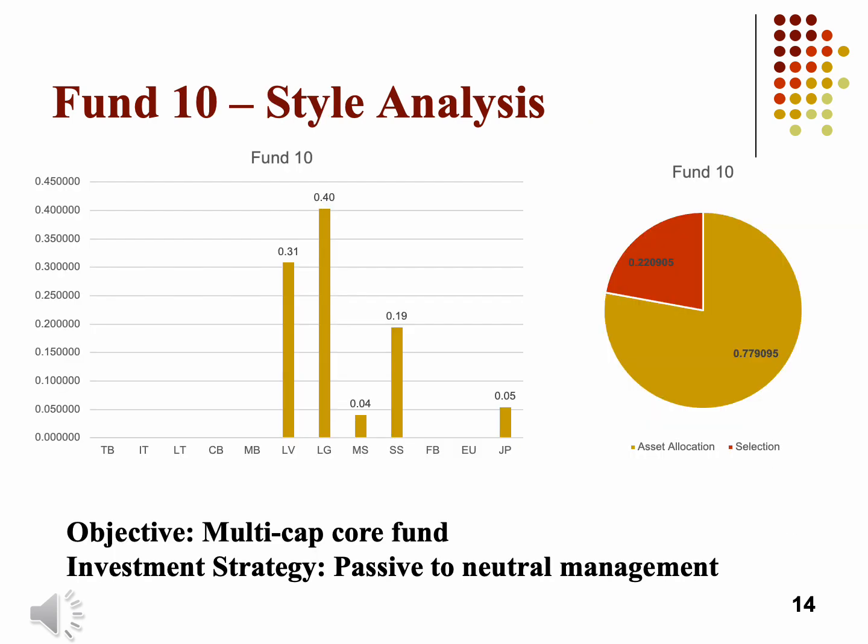Doing the style analysis for fund number 10, we see that this investor is primarily focused on the US stock market, with 31% going to large value stocks, 40% to large growth stocks, 4% to medium stocks, and 19% to small stocks. We also have a small portion going to Japanese funds. In that sense, we conclude that this might be a multi-cap core fund, given that the investor is going through all the range of stocks from large to small, and also a small portion on international.